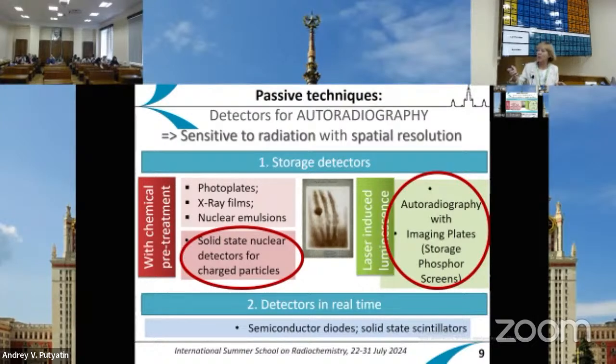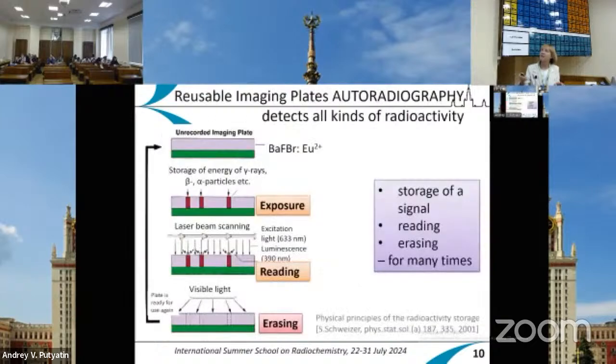And that's why we use two kinds of detectors. Here it is the total activity, gamma, beta, and alpha. And here we can see only alpha activity. Let's see what kind of process are in imaging plate autoradiography. They detect all kinds of radioactivity.